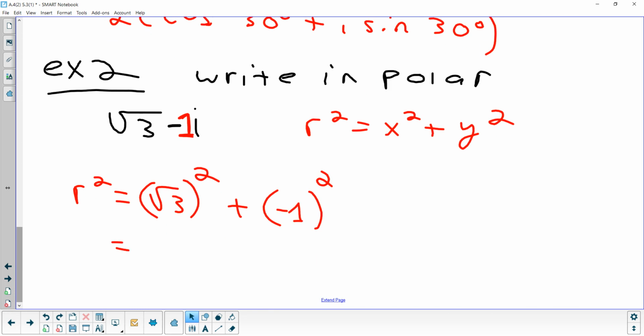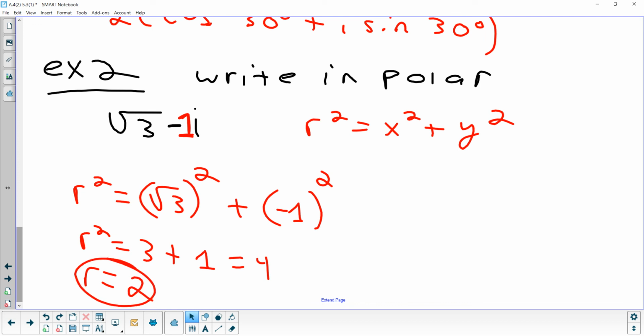All right, so when you square square root of 3, you get 3. When you square -1, you get 1. So Cassidy, what's my radius going to be in this problem? 4. Good. Well, radius squared would be 4. So what's my radius? 2. There's my radius.